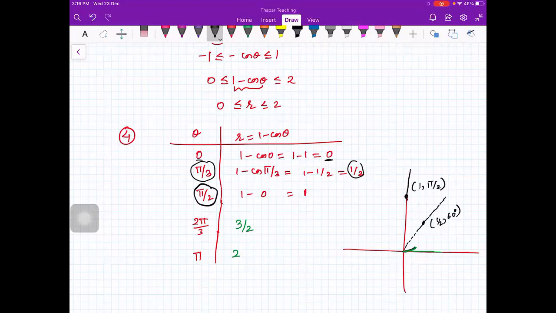Is that okay? And then at 2 pi by 3, which is somewhere here, the value of the curve is 3 by 2. That is more than 1. So this is the point, 3 by 2 comma 2 pi by 3. I'm sorry, 3 by 2 means 1.5, more than 1. And at the point pi, the value is 2. So this point is 2 comma pi. So my curve looks like this.